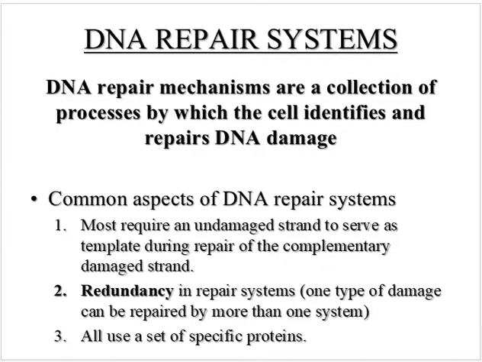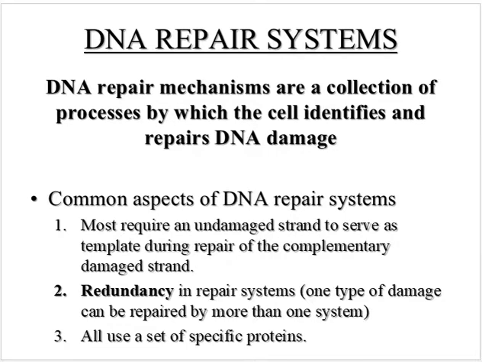The second is that there's redundancy in repair systems. So one type of damage can be repaired by more than one system, right? And this is simply to act as a fail-safe system. So for some reason, if this repair system could not be put into place, there's this backup one that can be utilized. It's not like all is lost and everything is the end of the world, doom and gloom.